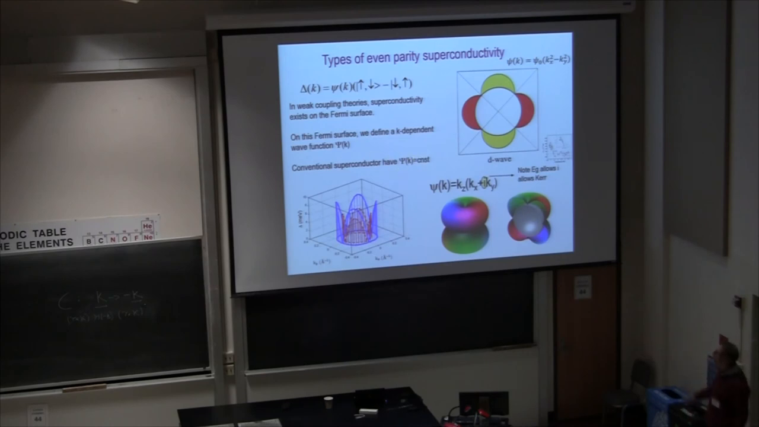And finally, this will be my last point, we can have more complex structures, and I'll show you where this comes from in the next lecture. Here's a characteristic wave function in three dimensions that looks like kz times (kx plus i ky). This i is important because this Cooper pair carries angular momentum. Because it carries angular momentum, it breaks time reversal symmetry. And because it breaks time reversal symmetry, it can allow for a polar Kerr effect to appear.